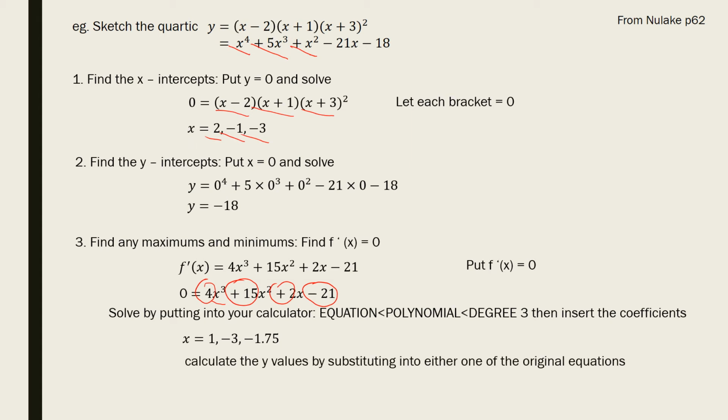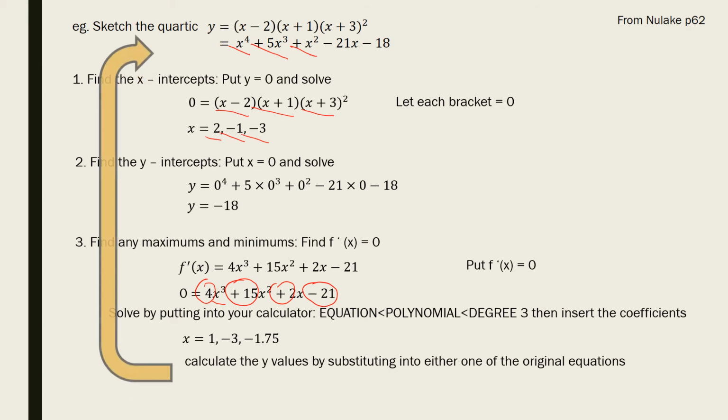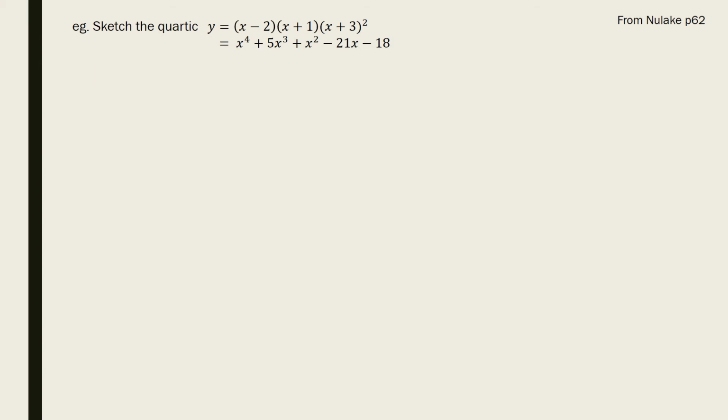We calculate the y values just by substituting into either one of the original equations at the top. And we'll do that shortly. So we've got f dash of x equals 4x cubed plus 15x squared plus 2x minus 21. So we can find f double dash of x, and we just differentiate it again.